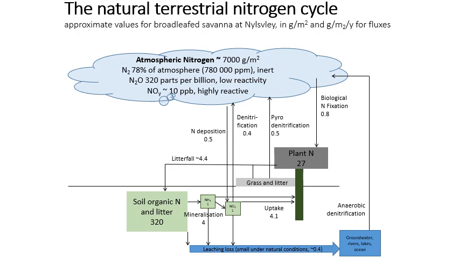So what you need to take away from the slide, you need to look at all of these words, and you need to know what's pyrodenitrification, what's N deposition, what's lithophore. So you need to know the meaning of all of these terms. And you need to understand how the stocks and the fluxes link together, so how the nitrogen is cycling through this ecosystem.